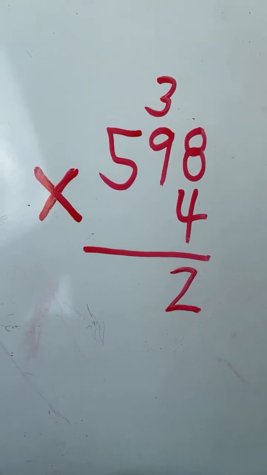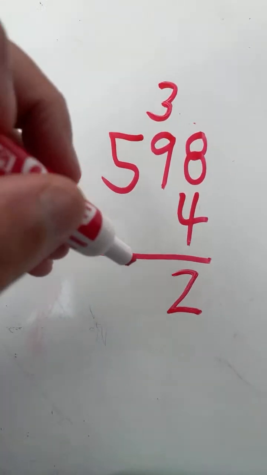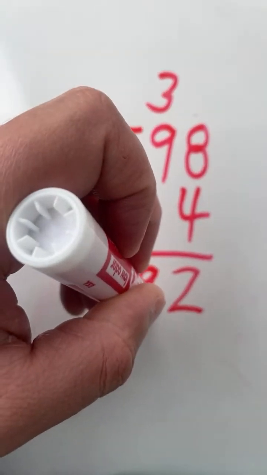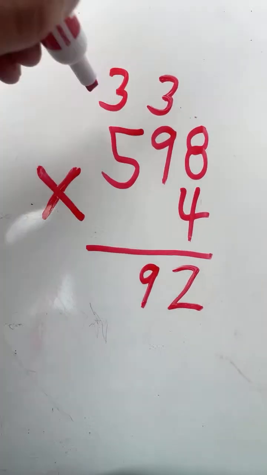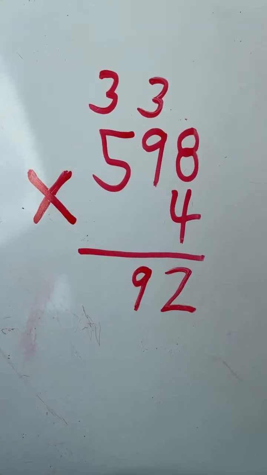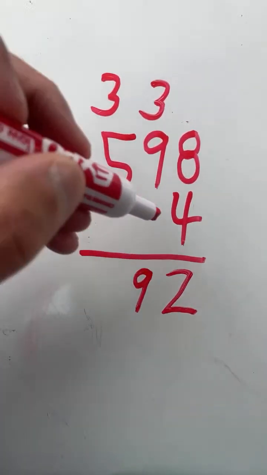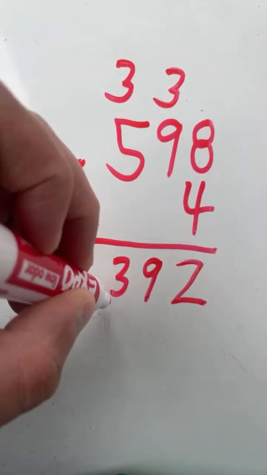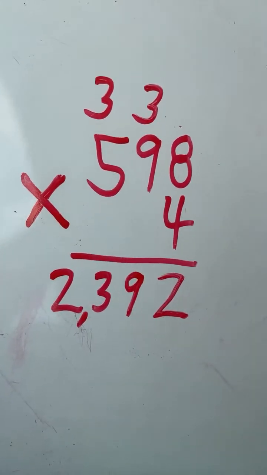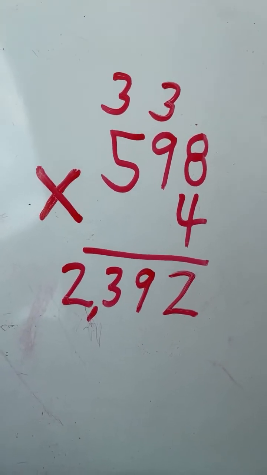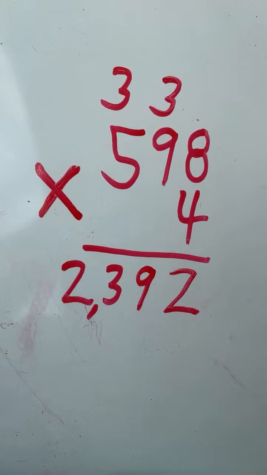9 times 4 equals 36, plus 3 equals 39. Again, we got to regroup. The 9 in 39 goes in the tens place. The 3 gets carried over to the hundreds place. 5 times 4 equals 20, plus 3 equals 23. And we have our final answer. 598 times 4 equals 2,392.